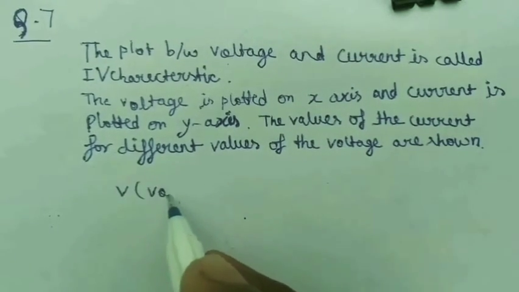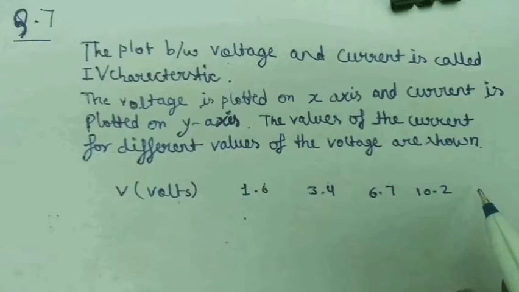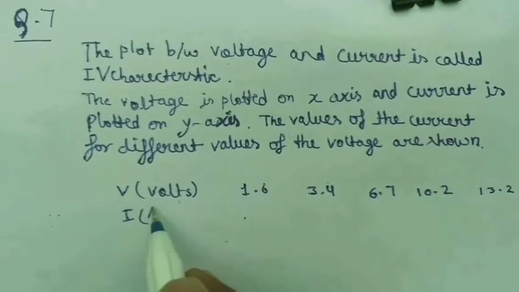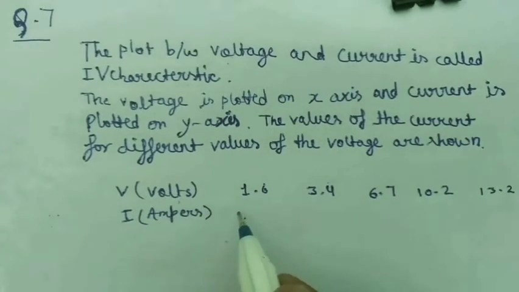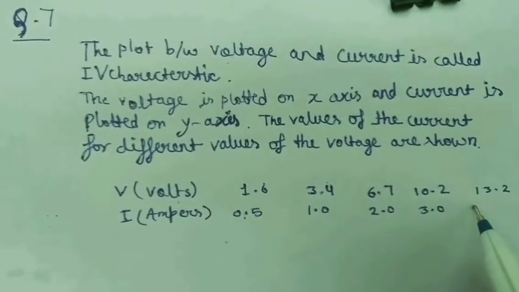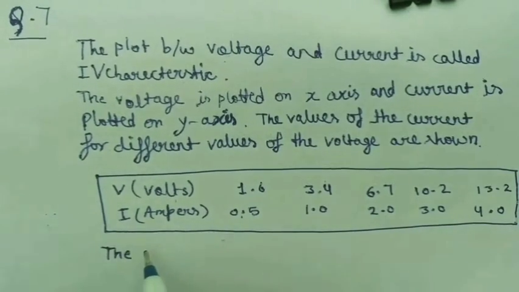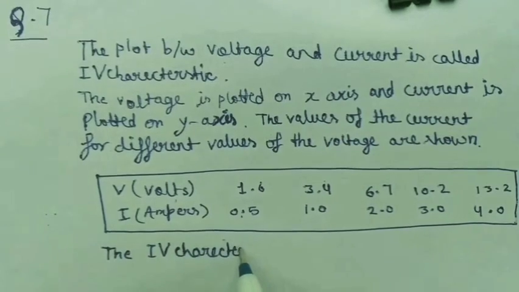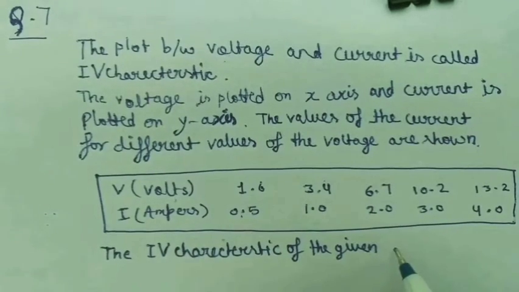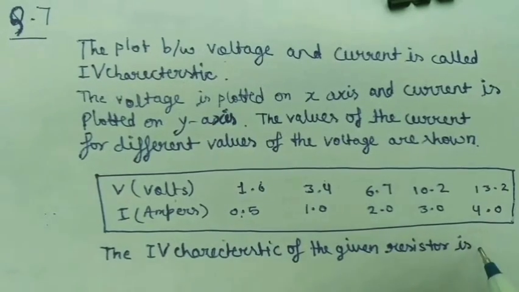V volts 1.6, 3.4, 6.7, 10.2, 13.2. I ampere 0.5, 1.0, 2.0, 3.0, 4.0. The IV characteristic of the given resistor is plotted.